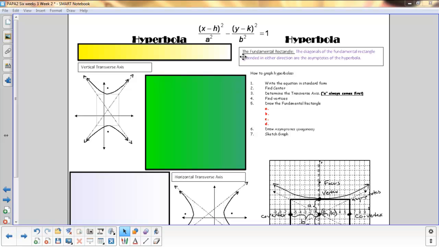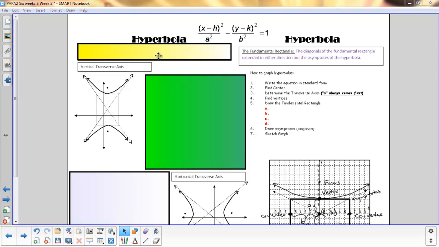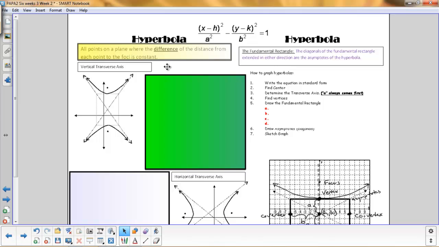One of them, the fundamental rectangle, helps you appropriately draw the hyperbola by determining the asymptotes that the hyperbola will follow. So your hyperbola's definition is here: all points on a plane where the difference of the distance from each point to the foci is constant.